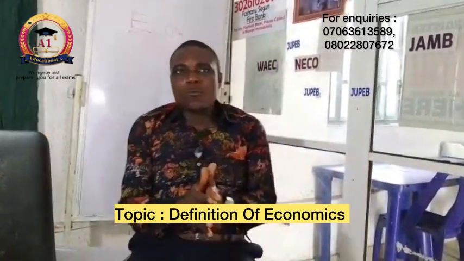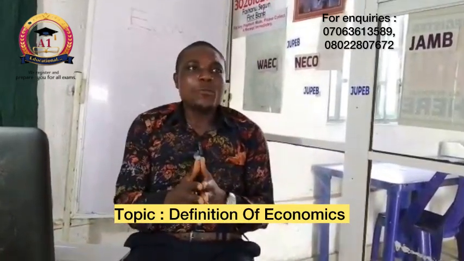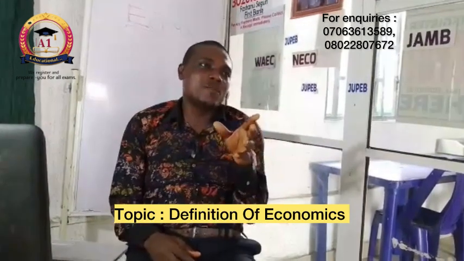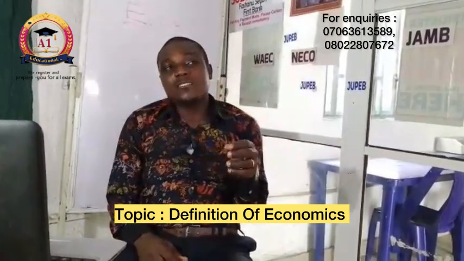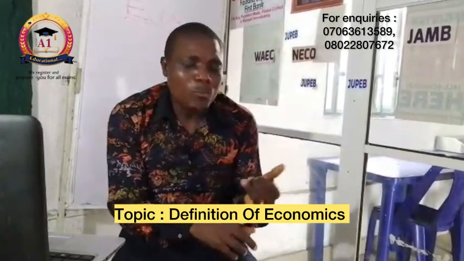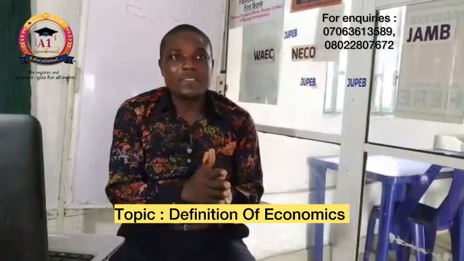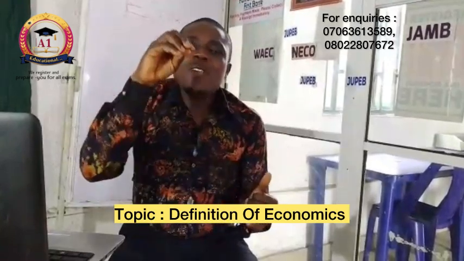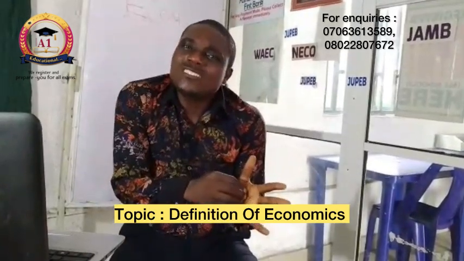So now we also talked about the problems of economics. What are the problems of economics? One of the problems of economics is, number one, what to produce, how to produce, where to produce, and for whom to produce. Where to produce has to do with the resources.